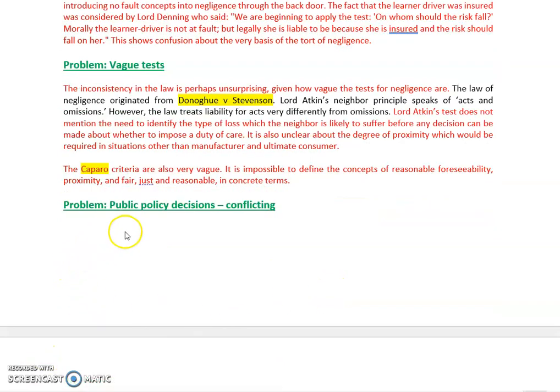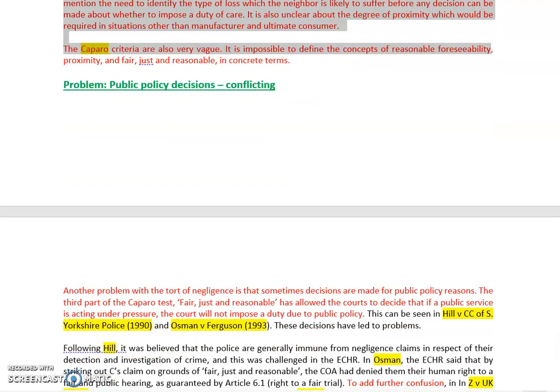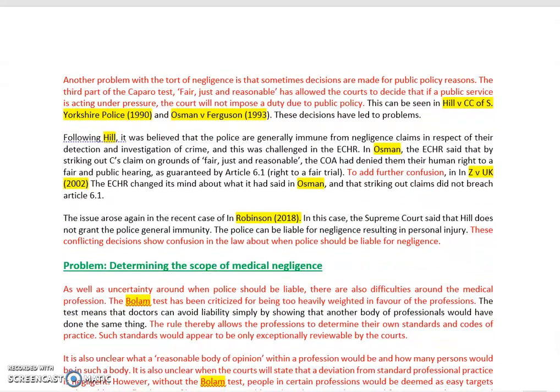The next problem are the public policy decisions, and a lot of these cases are now conflicting, and we fairly recently had the case of Robinson on this as well.